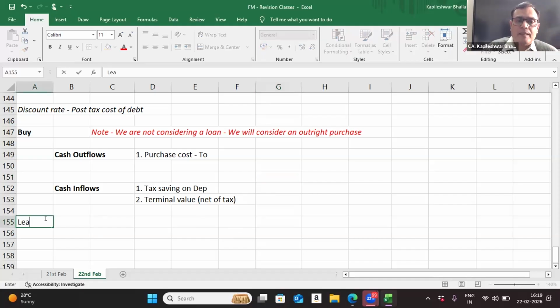Okay, now let's consider what will happen in terms of a lease option. What will be the cash outflows in terms of lease option? And what will be the cash inflows in terms of lease option?